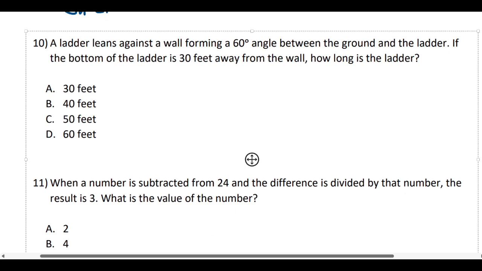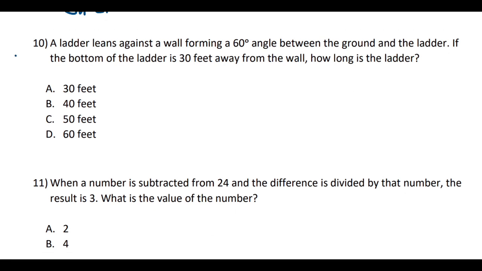Number 10. If a ladder leans against a wall, forming a 60-degree angle between the ground and the ladder, if the bottom of the ladder is 30 feet away from the wall, how long is the ladder? So we have a ladder leaning against a wall, forming a 60-degree angle with the ground. It says that the bottom of the ladder is 30 feet away from the wall, and we want to figure out what the length of the ladder is.